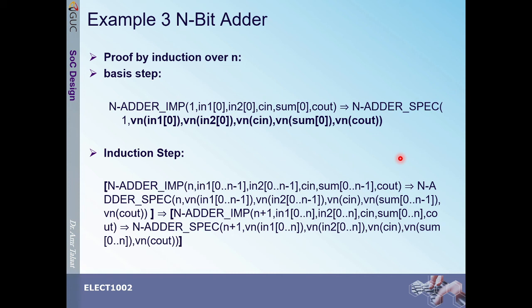We do this like before for induction. So this is my basic step. And yes, this paragraph is just my induction step. If this is true, the implementation of n implies the specification of n, then the whole thing implies that the implementation of n plus 1 implies the specification of n plus 1.